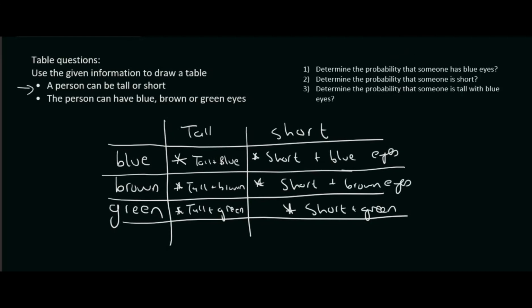So here's a few questions now. For number 1, it says determine the probability that someone has blue eyes. Okay, so there are 6 main categories over here. 1, 2, 3, 4, 5, 6. People with blue eyes would be over here. This one and this one. So that's 2 people out of 6. So you could say 2 out of 6, which would simplify to 1 out of 3.